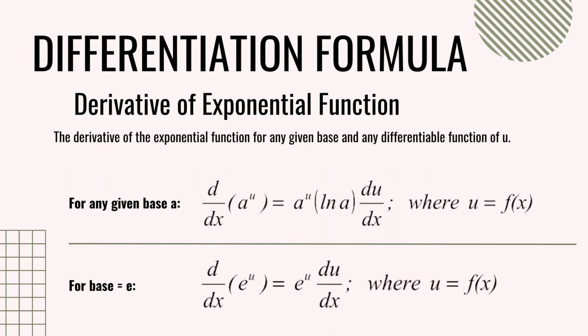Now, to proceed with the steps to get the derivative of exponential functions, let's move on to the formula of this topic. For any given base a, we simply use this formula: the derivative of a raised to u is equal to a raised to u multiplied by ln a times the derivative of u. So that's the first formula. For the second one, for the base e, this is the most basic formula in this topic: the derivative of e raised to u is equal to e raised to u times the derivative of u. So see, it's basic.